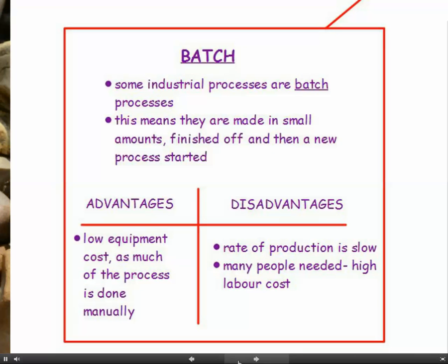Now, some industrial processes are batch processes. This means that the product is made in small amounts and it's completely finished off and separated and purified, and then a new process is started. The advantages of this are that there's a low equipment cost because a lot of the process is done manually. But the disadvantage of batch processes is that the rate of production is slow and many people are needed, so this contributes to high labour costs.